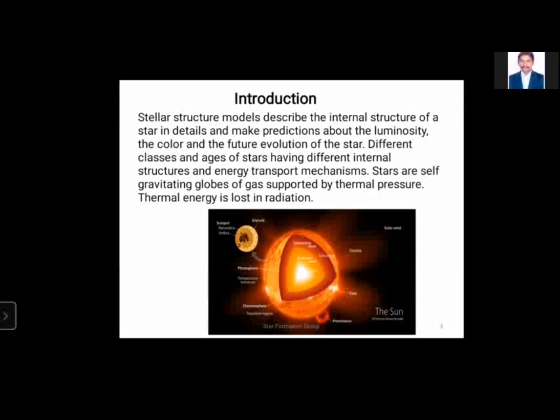A core at the center is more dense and hotter. Next is the radiative zone, which is a thicker layer, and after that there is a thinner layer called the convective zone. The whole layers are covered by a spherical layer called the photosphere, which emits radiation in the form of light.